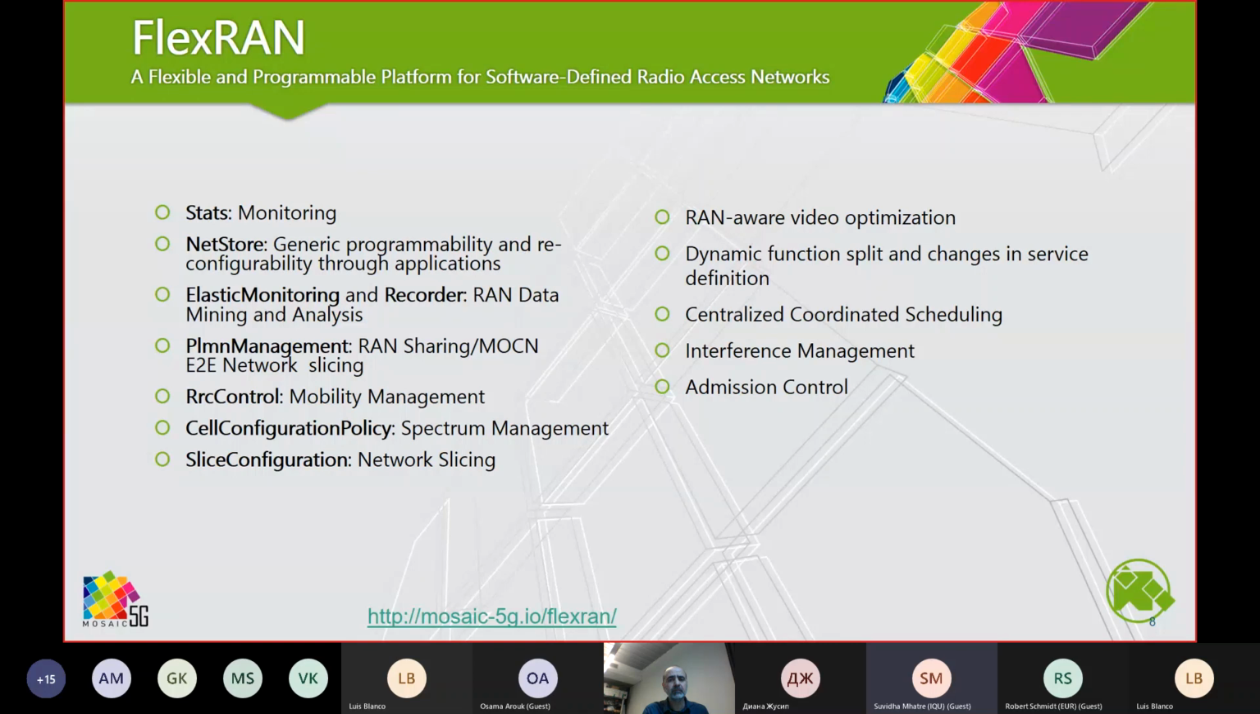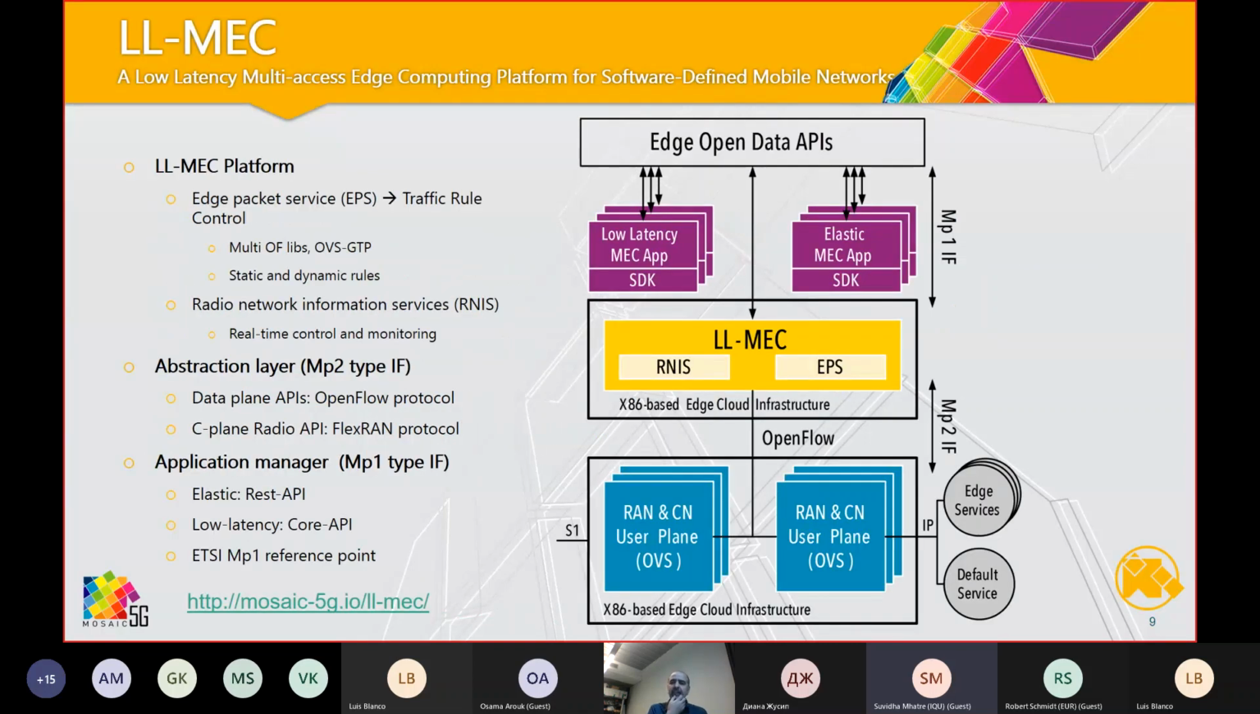So LLMAC is the counterpart of the FlexRAN, but for the core network. It provides the user plane packet redirection based on the policy. So you have default services that go, let's say, to the backend or the internet, and edge services, and this has the possibility to redirect the traffic to the edge services.